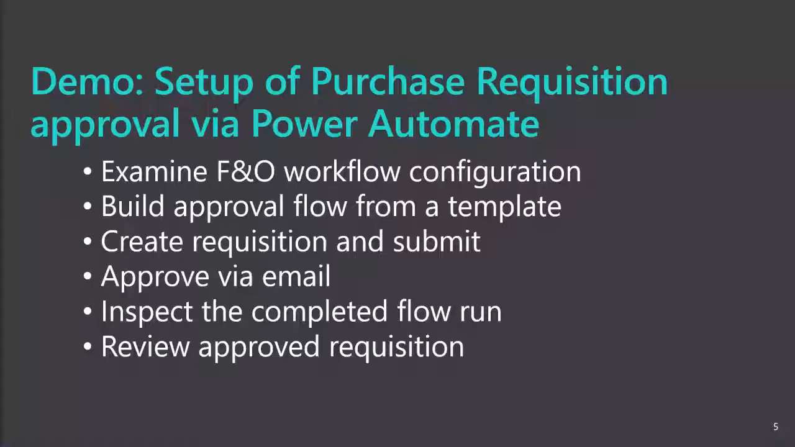So the demo that we're going to be looking at is setup of a purchase requisition approval via Power Automate. We're going to examine the finance and operations workflow configuration, build an approval flow from a template, create the requisition and submit it, approve it via email, inspect the completed flow run, have a look at those values in there, and then review the approved requisition.